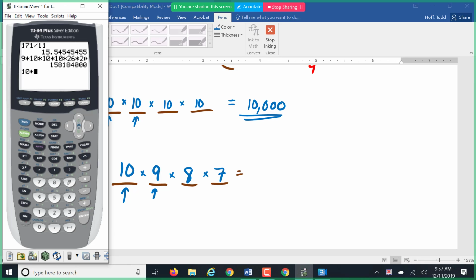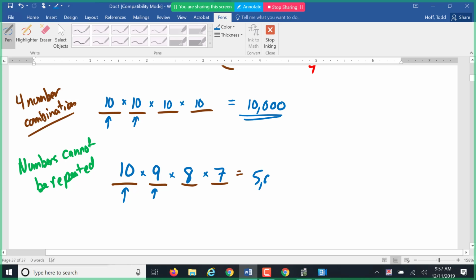So we multiply those up, 10 times 9 times 8 times 7 gives us 5,040. This one here was with replacement. We chose that digit, we put it back in so it could be chosen again. This one here is without replacement. So the with replacement basically just comes down to our basic counting principle.